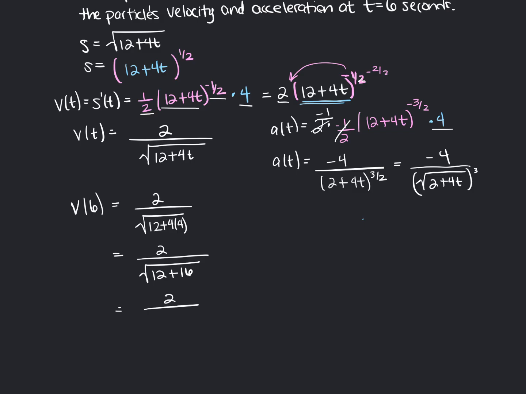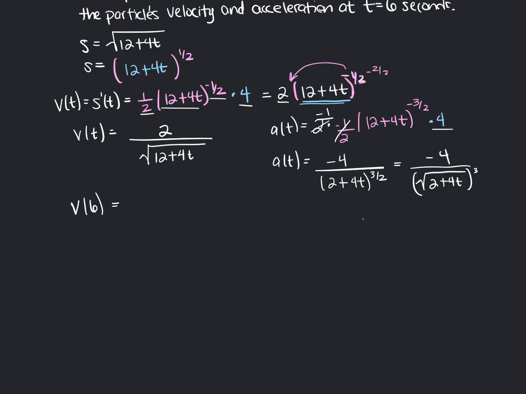12 plus 4t. So that's 1/2 times 12 plus 4t to the negative 1/2 times 4. Half times 4 is 2 over 12 plus 4t. Oh, I'm a crazy person, y'all. Okay, I'm going to back it up because I know you were screaming at me.